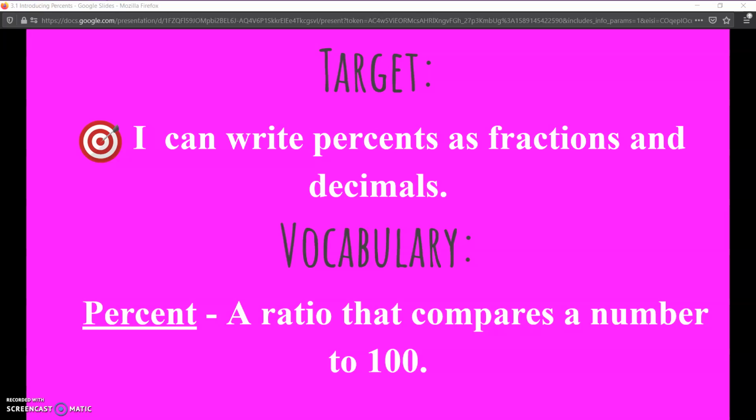We've gone from fractions to decimals and from decimals to fractions. Now we're going to add a third thing in, percents. A percent is a ratio that compares a number to 100. So 50% is 50 to 100, 50 out of 100.